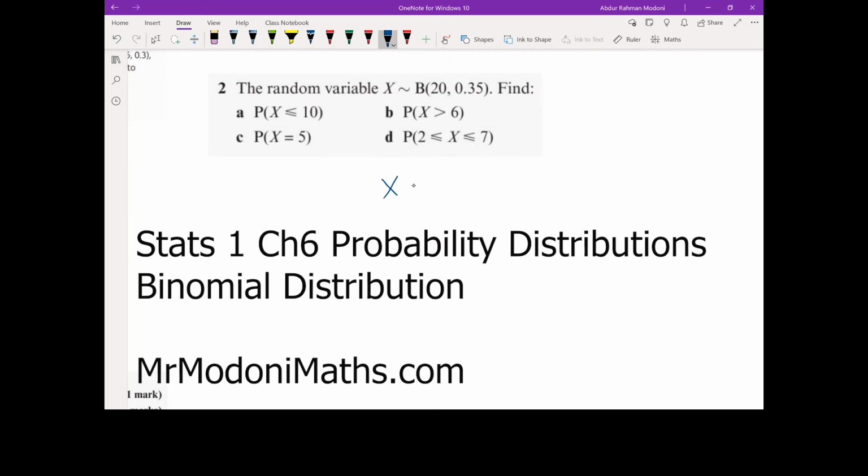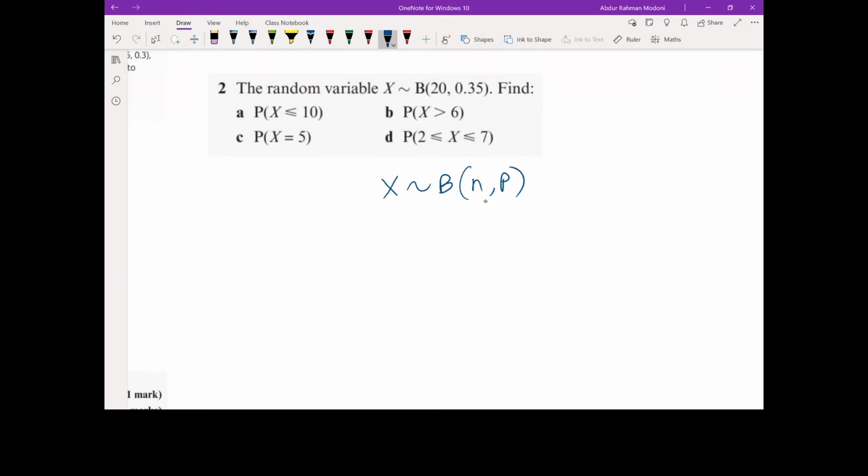Distribution X is approximated by B, N, and P. N represents the number of trials. P is the probability of success.